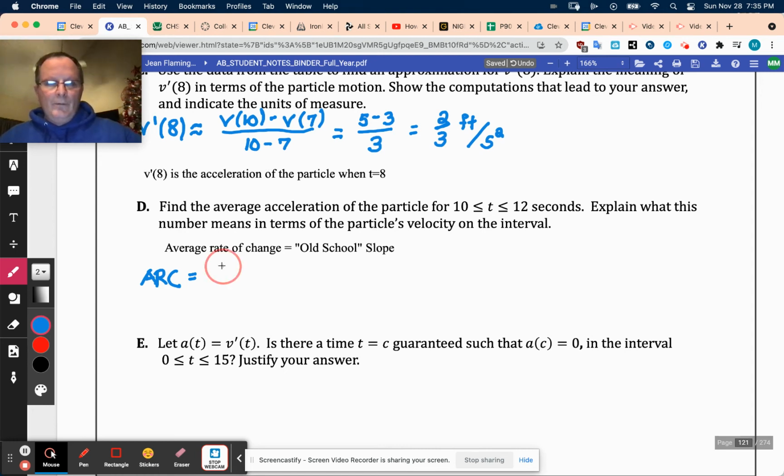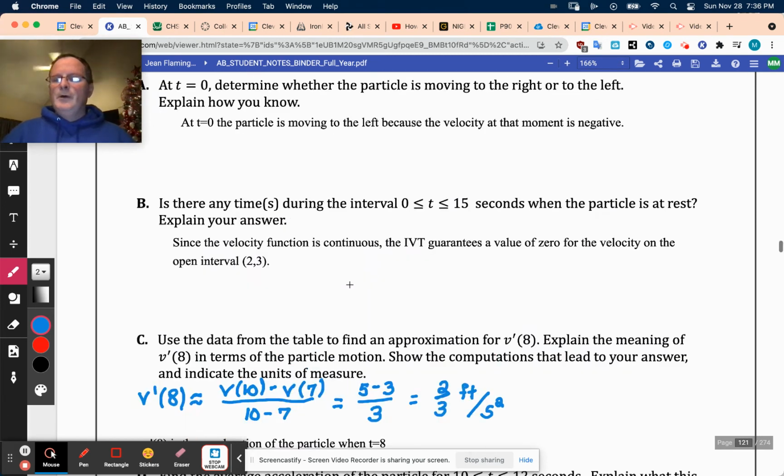So this is going to equal v of 12 minus v of 10, divided by 12 minus 10. So it's just y2 minus y1. I mean, the slope you've been doing since, wow, probably 6th grade.